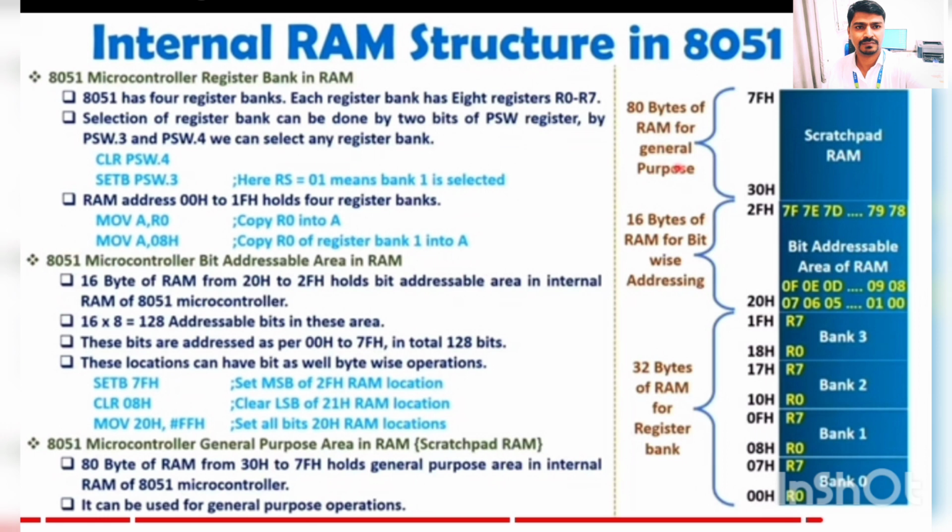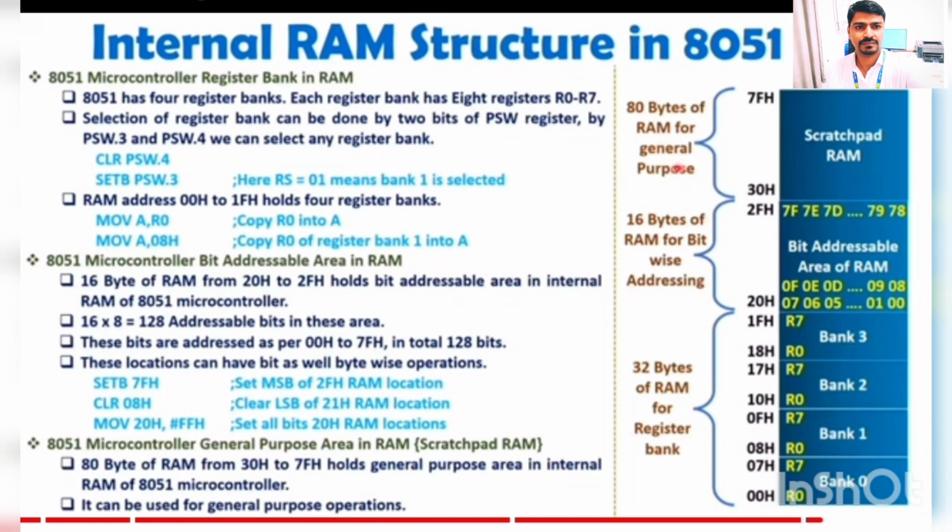Now let us see what the internal structure of internal RAM is. In the diagram you can see that the RAM of microcontroller 8051 has 4 register banks: bank 0, bank 1, bank 2 and bank 3. These 4 banks have registers R0 to R7, and each register is of 8 bit.